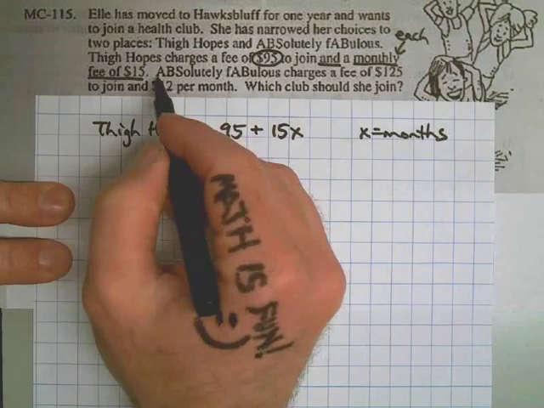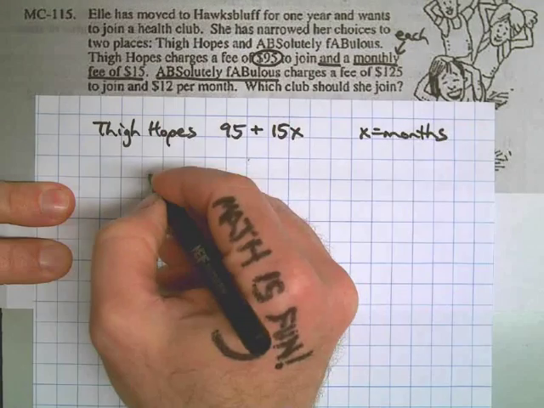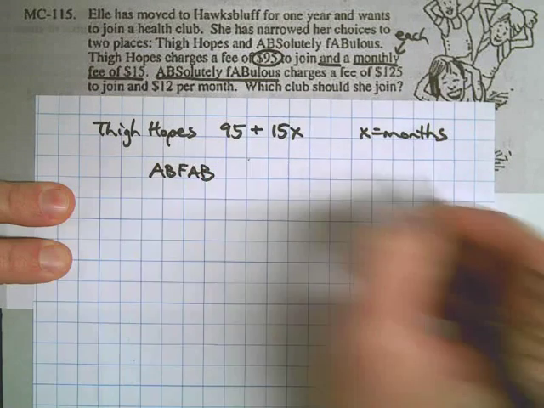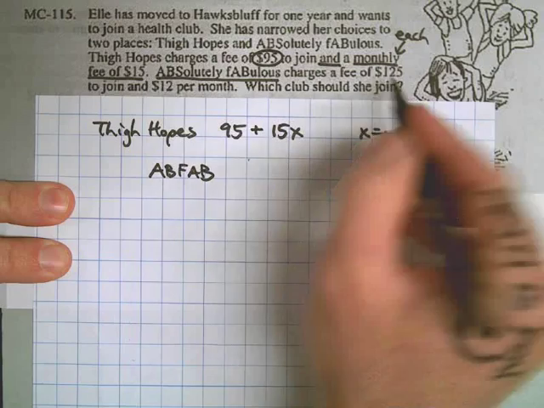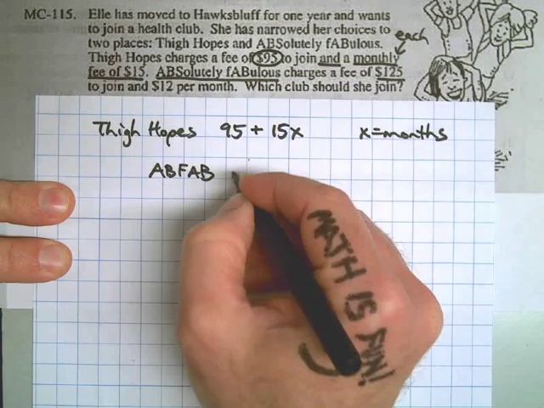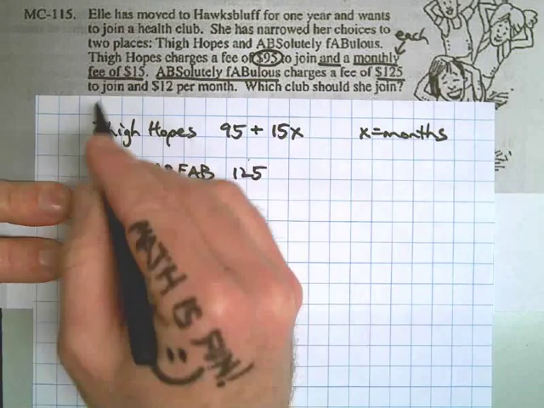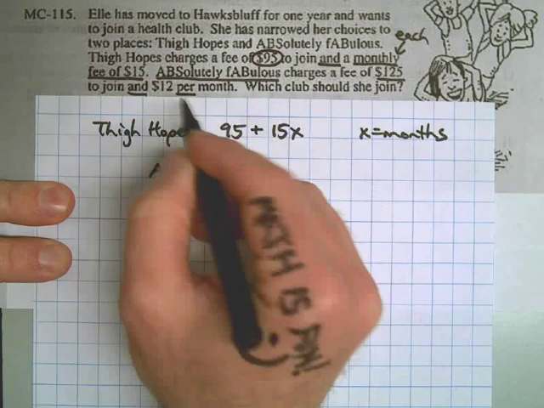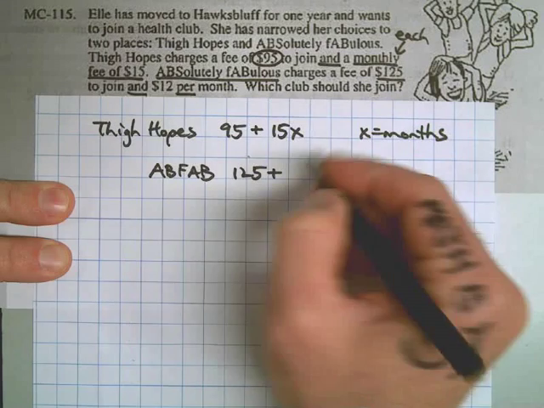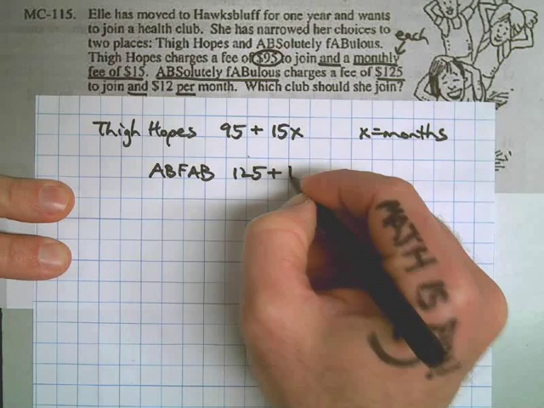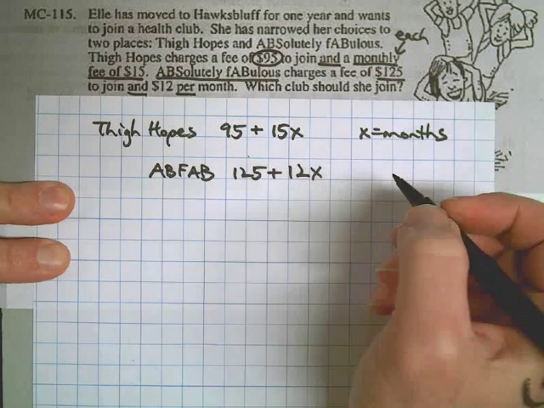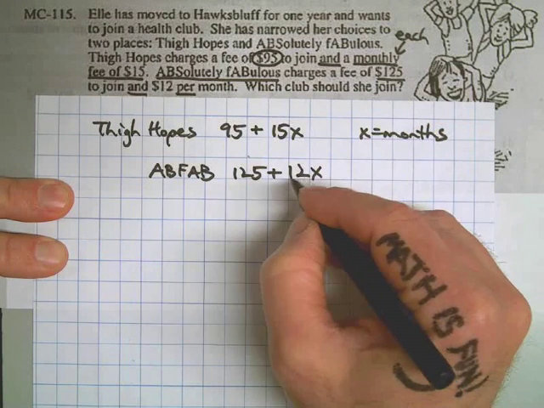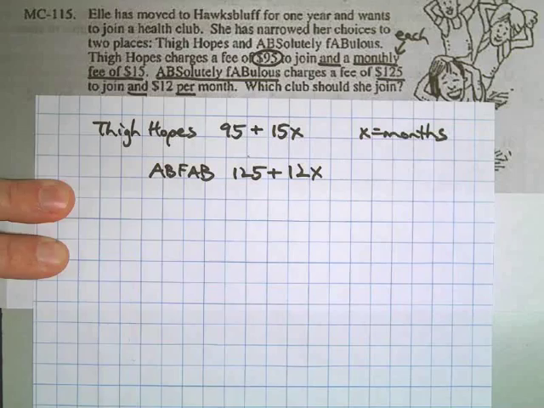And then we have Absolutely Fabulous. I'll just call that abfab. Their membership fee, this one-time fee, is $125. And plus sign, $12 per month. Per is another word that means multiplying. So $12 per month. Even though the multiplication sign is not there, we know it's there when we have a coefficient and a variable side by side.